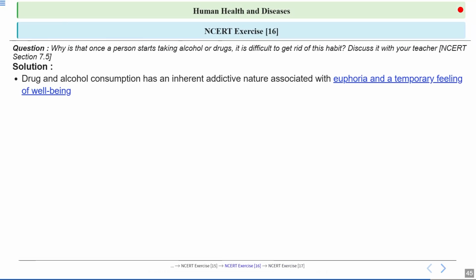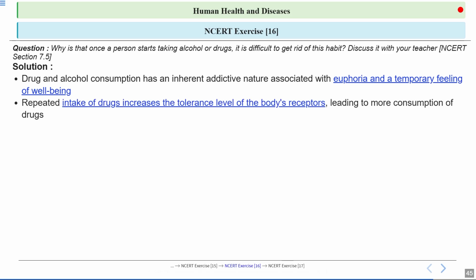Okay, so let's have a look at the answer. Now, drug and alcohol consumption is addictive because it creates a feeling of euphoria and temporary well-being. With repeated use, the body's receptors become less sensitive, so the person needs more of the substance to feel the same effect. This is called tolerance.